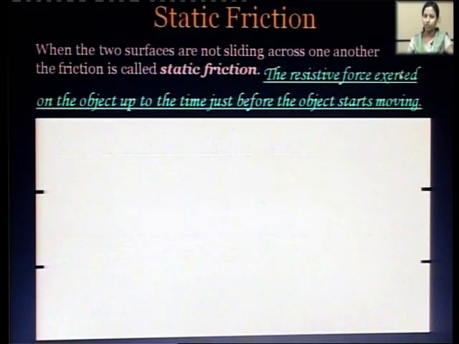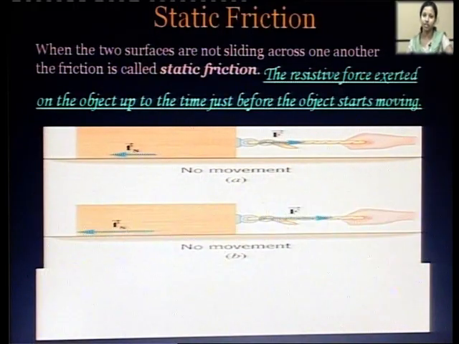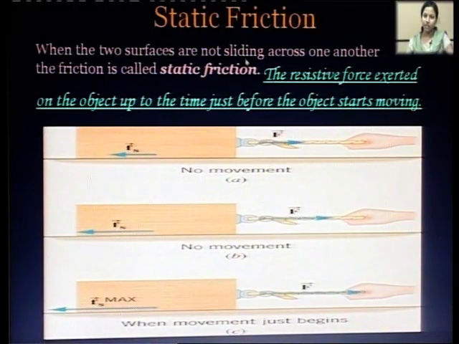So the resistive force is exerted on the body up to the time just before the body starts moving. If your body starts moving, then kinetic friction comes into play. But before the body starts moving, the resistive force which comes into play is called static friction. So we can see here three diagrams, A, B and C.